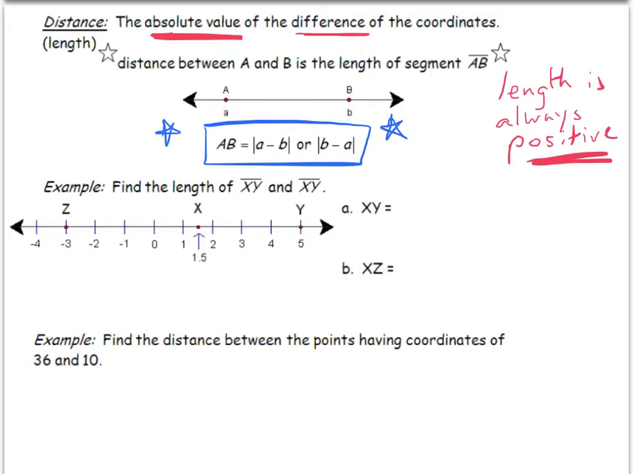First example, we're going to take a look at using the distance formula. We're going to find the length of segment XY and the length of XZ. Good call.